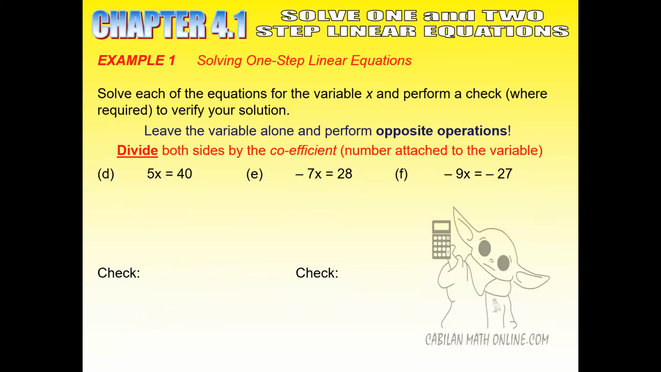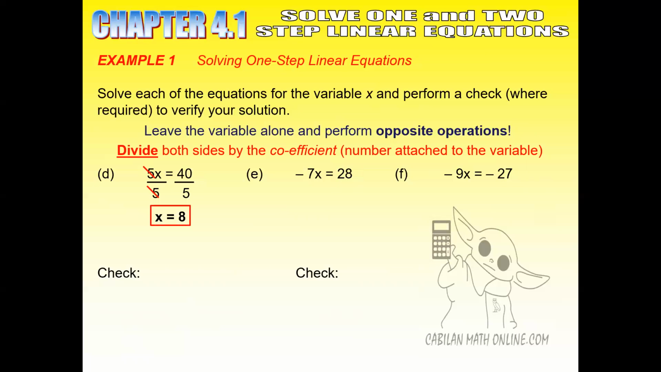And the way we do that is we're going to divide both sides by the number that's attached to the x. So for part D here, we're going to divide both sides by 5. The reason is that the two 5s on the left side cancel out, and then 40 divided by 5 gives me 8.